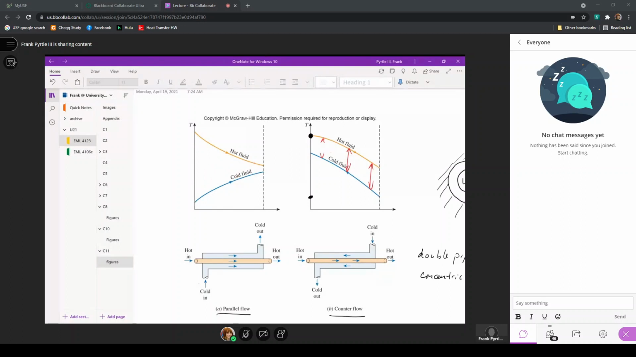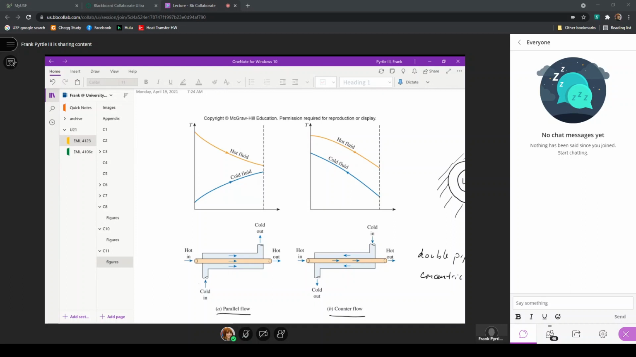We can see here that the expressions of the temperature change for the hot fluid show that it's decreasing as it moves through the heat exchanger. The cold fluid temperature is increasing. Here, this is for a parallel flow heat exchanger. And this is for a counterflow heat exchanger, where the fluids are moving in different directions.